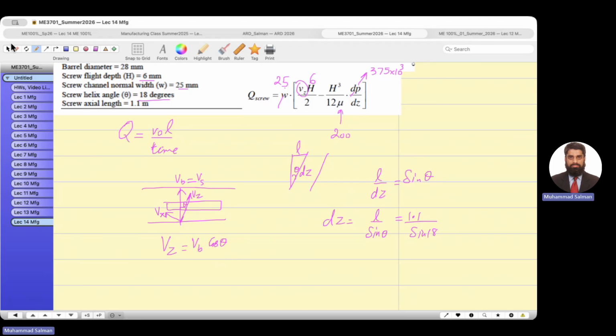VB or VS. I would say in this case, this is not the barrel which we are interested in. We are interested in the screw. And V screw, you can find out using pi DN over 60.